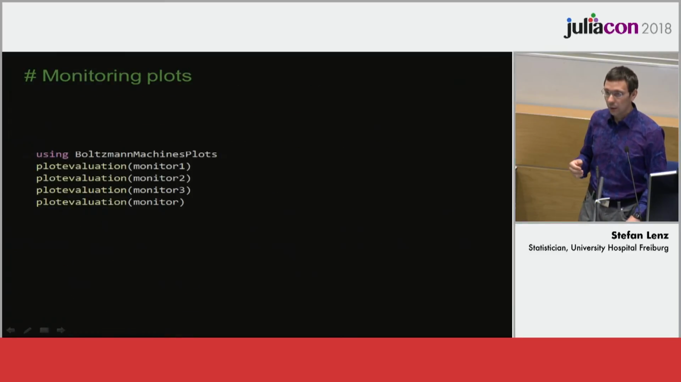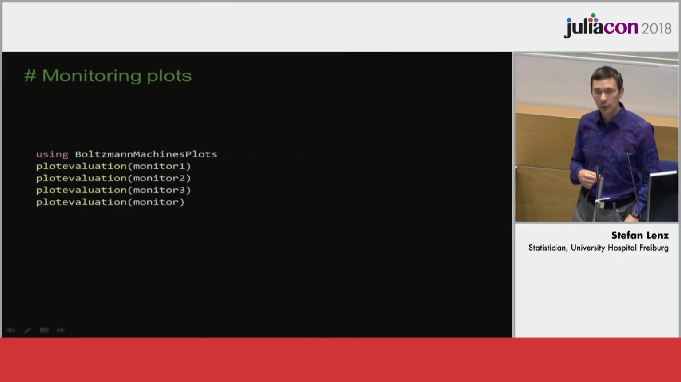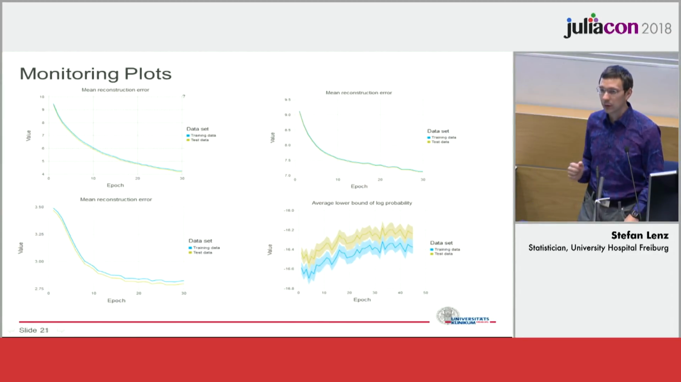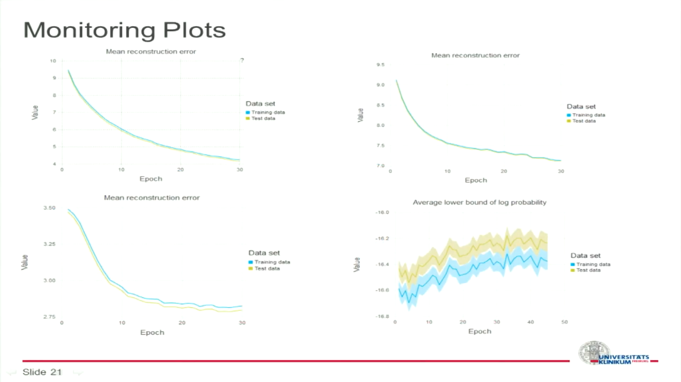Then we can plot this with the accompanying plots package, which is based on Gadfly, and we get these plots. So here you can see there are 3 plots for the 3 RBM layers, and you can see the reconstruction error, and it should go down. And there is 1 plot for the joint training. It measures the lower bound of the log likelihood, and this should go up. And because it is estimated with a stochastic algorithm, you can see there is some uncertainty in the estimation that is indicated by the ribbon around the graph.